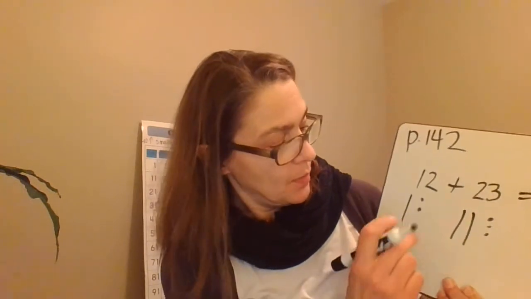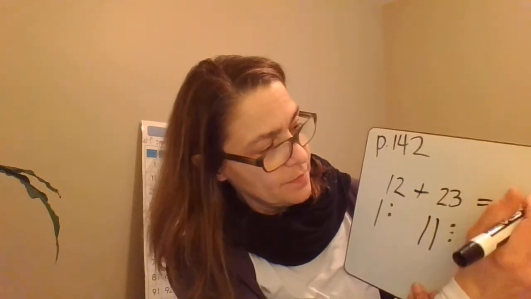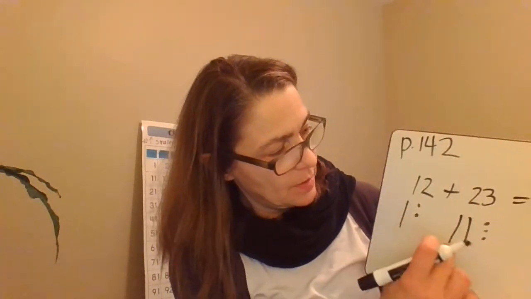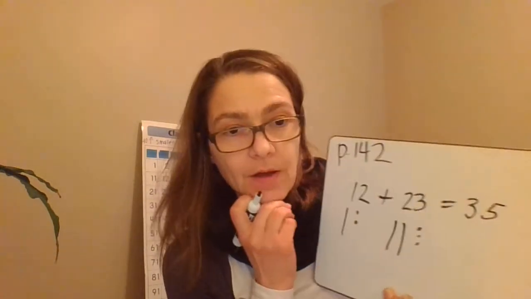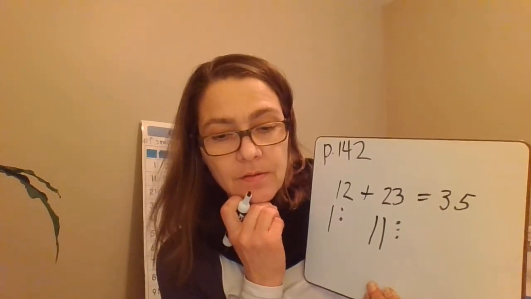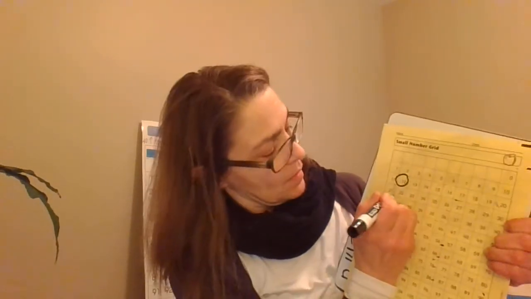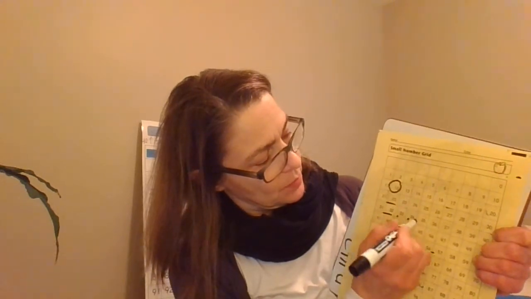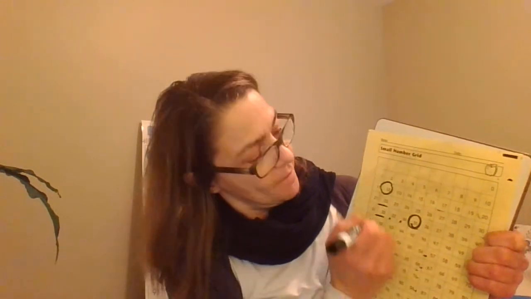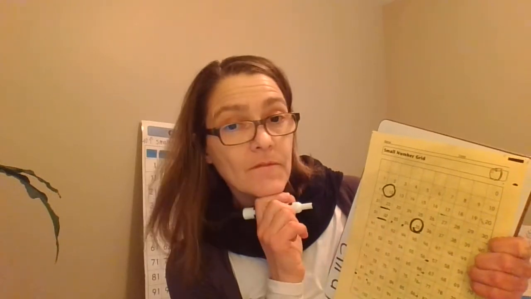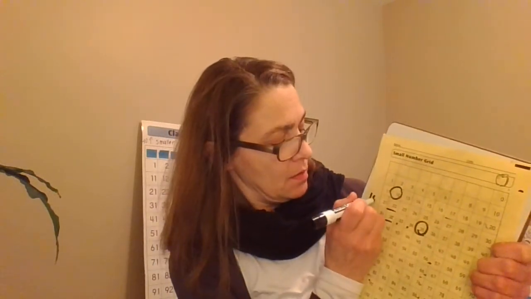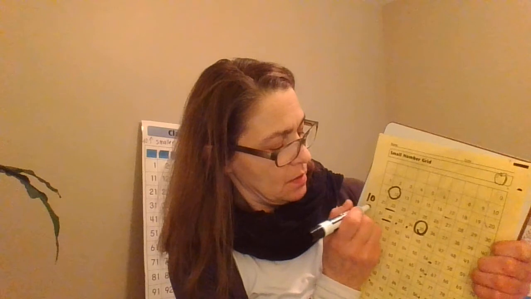And then we can count them up. 1, 2, 3, 4, 5. 10, 20, 30, 35. Okay, and then if we check on our number grid, we have 12, and we're adding 23. 10, 20, 1, 2, 3, and we land on 35. Okay, remember each row is a 10, 1 10, 2 tens, and then we go 1, 2, 3.